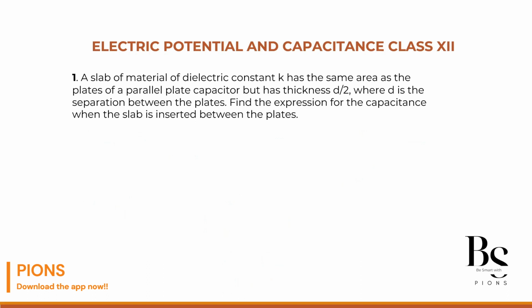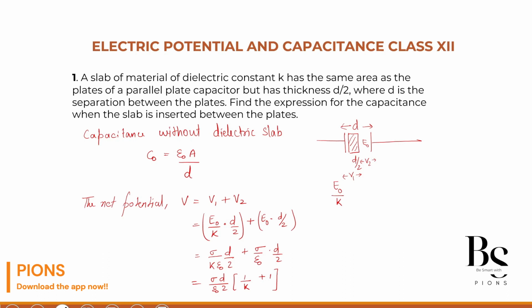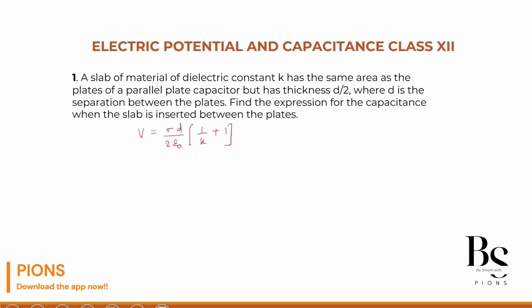Okay, so the next one is here. Our potential will be sigma d by 2 epsilon naught into 1 by k plus 1, correct? Let's go back. Sigma d by epsilon naught to 1 by k plus 1, correct. Now, if this is the voltage developed between the plates of the capacitor, can we find the capacitance?